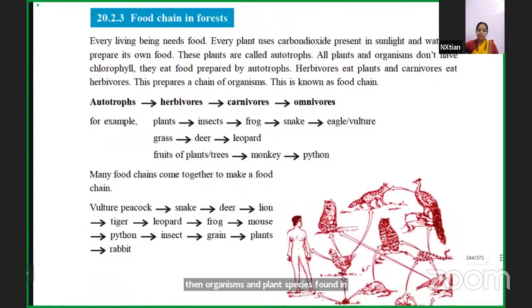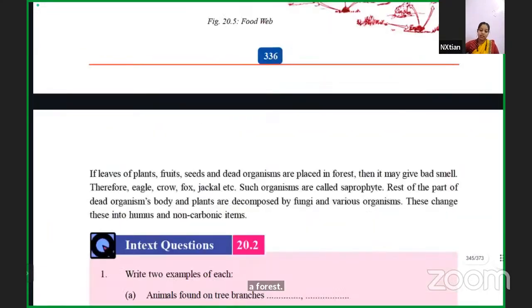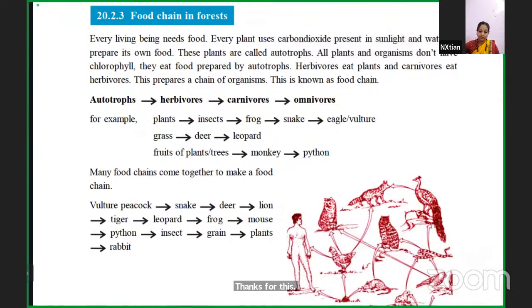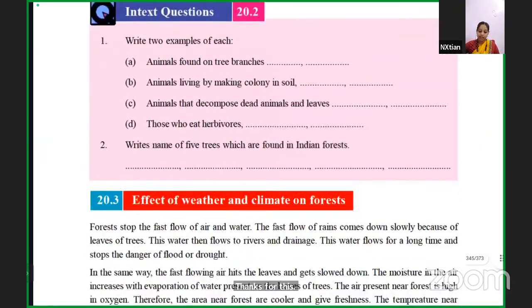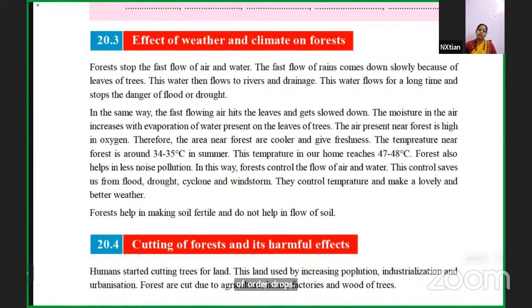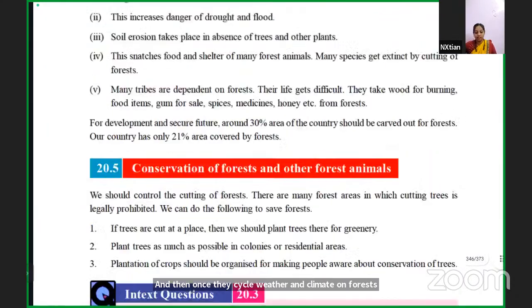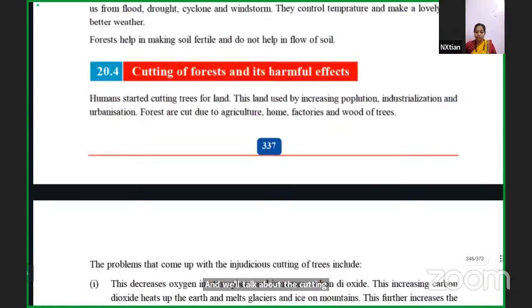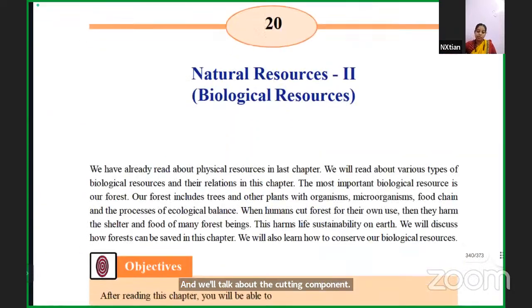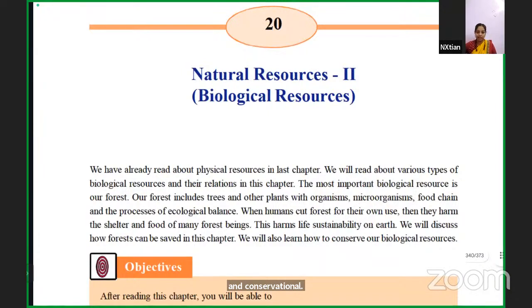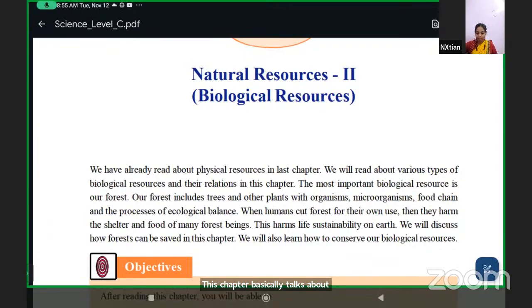Then we'll do food chains in forests of autotrophs, and then what's the effect of weather and climate on forests. Then we'll talk about the cutting of forests and its harmful effects and conservation of forests. This chapter basically talks about forests, plants, food chains, and animals, that is, all of our biological resources. The ecosystem is a part of our biological resource.